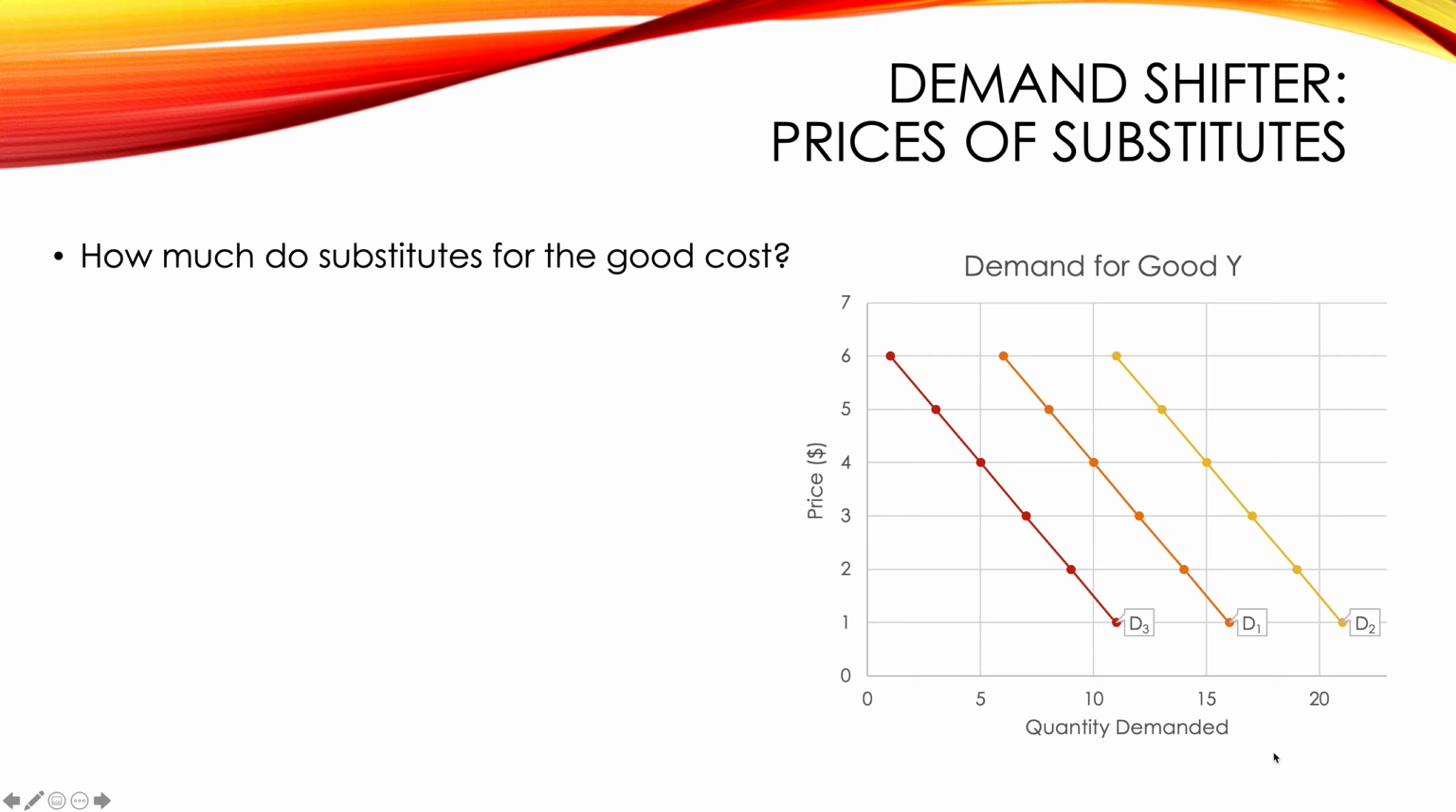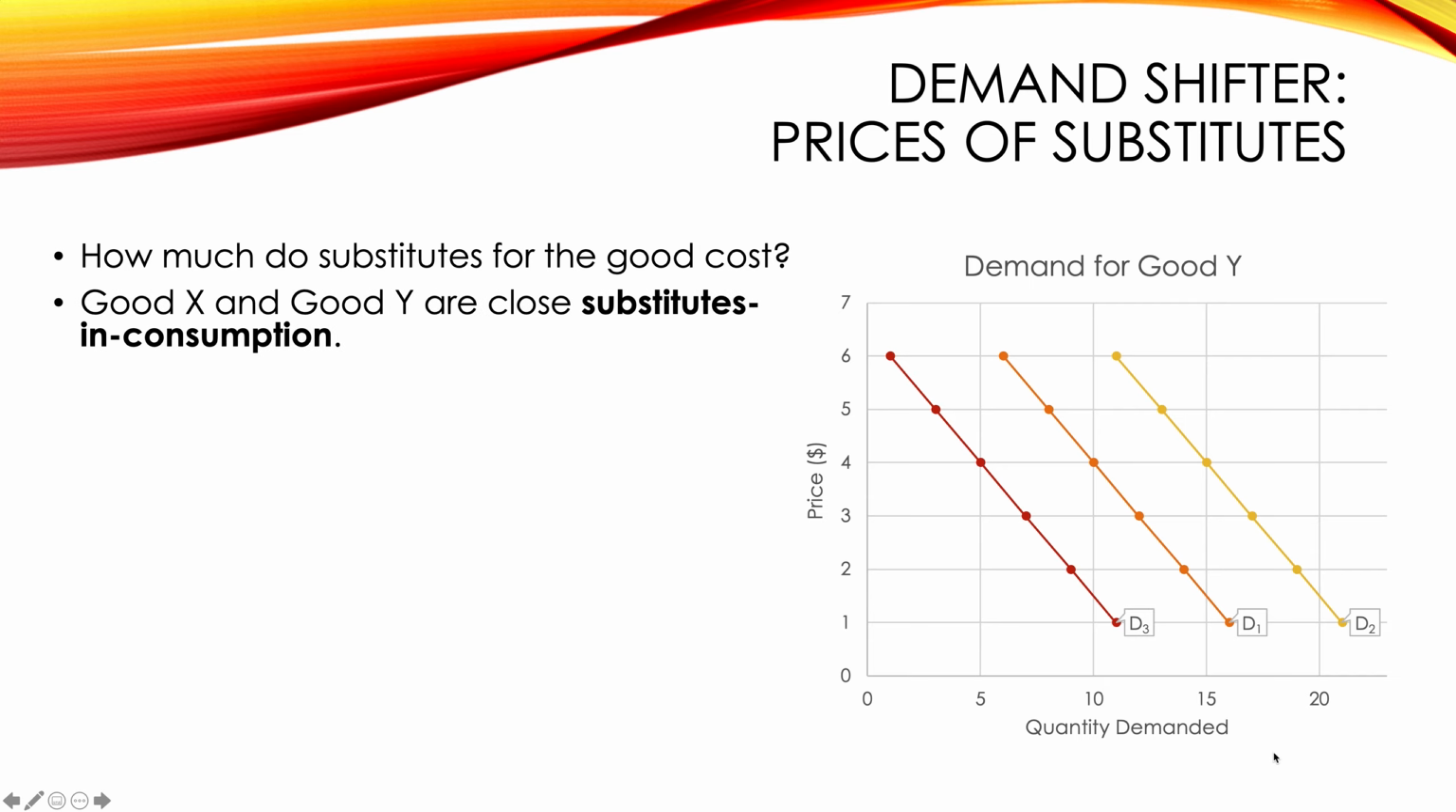So we're going to ditch the pizza example from the previous videos, and we're going to talk about two abstract goods that are nothing real, good X and good Y. Good X and good Y are very close substitutes in consumption. What that means is people can either buy one or the other, and they'll achieve mostly the same thing. So let's imagine for a second that the price of good X rises. Now good X is more expensive.